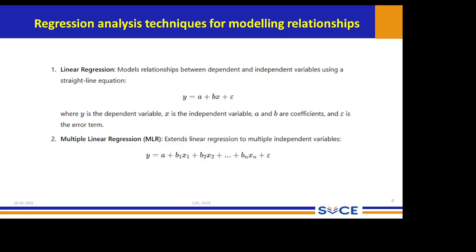What is multiple linear regression? Here the dependent variable has multiple independent variables, meaning you have not only one independent variable, you have multiple independent variables, x1, x2, x3, x4 up to xn. So multiple linear regression is nothing but a dependent variable that depends on multiple independent variables, more than one.